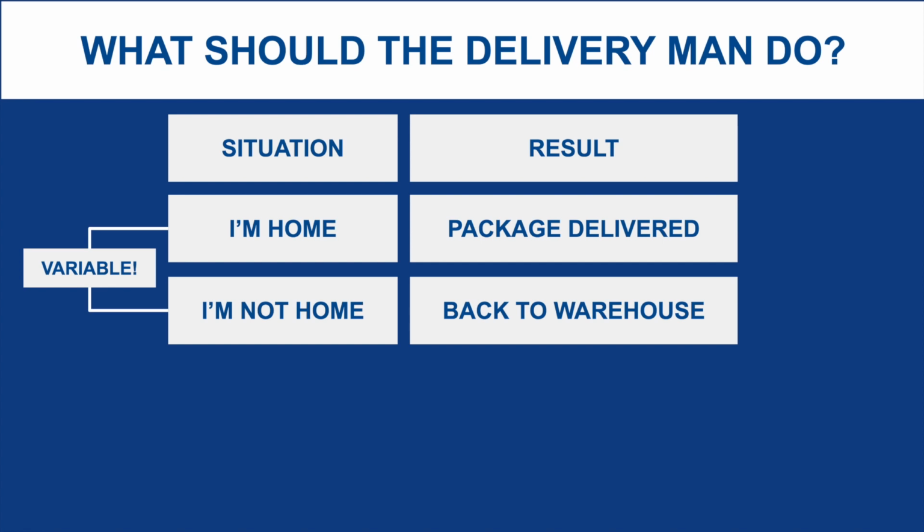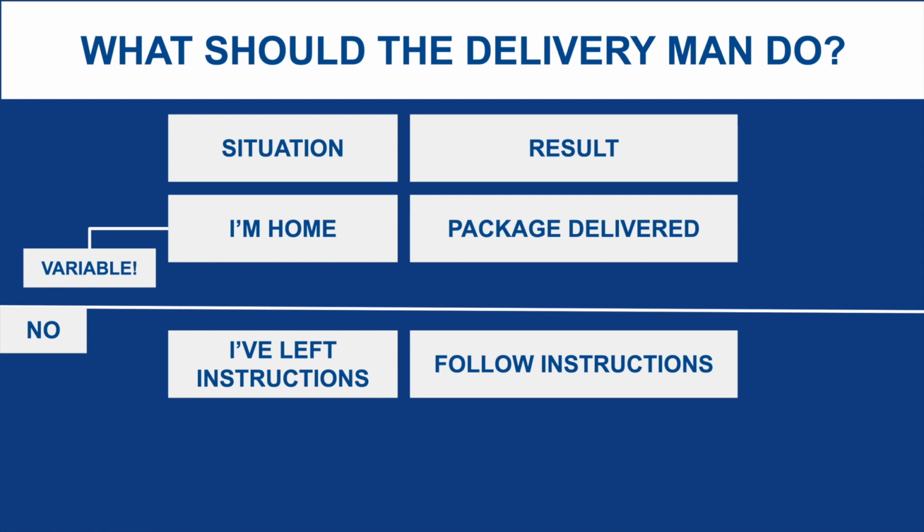So let's go back to this example. As you just noticed, we turned that I'm home situation and I'm not home situation into a variable, which can be true or false. But now let's separate this out a little bit in our minds. So in a situation where I'm not home, we want to leave instructions, and then we want the package delivery guy or girl to follow these instructions.